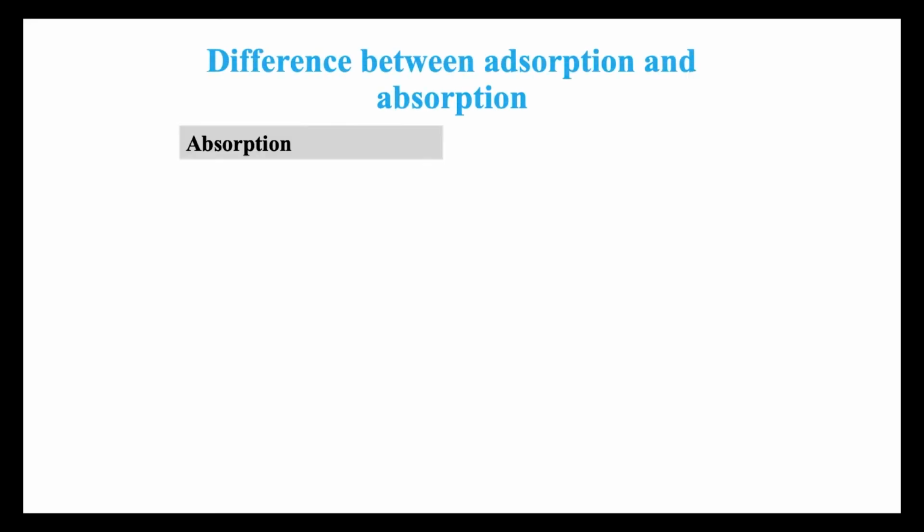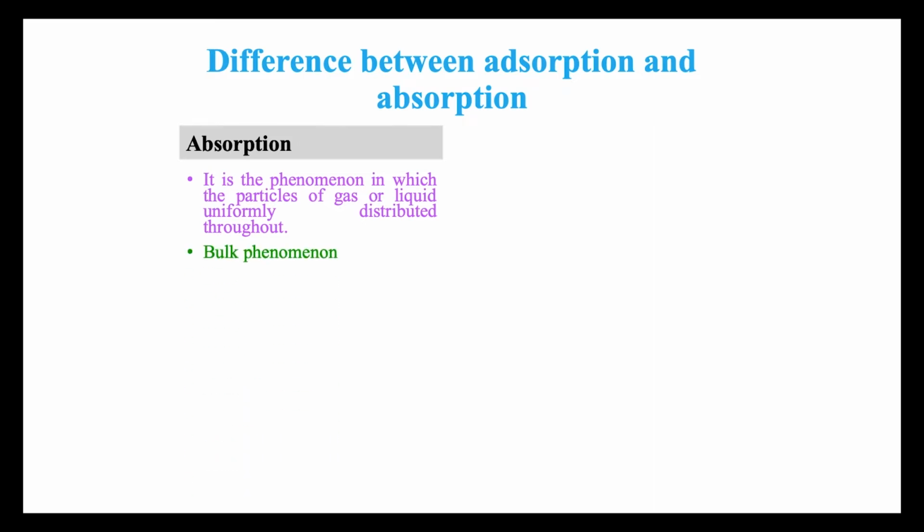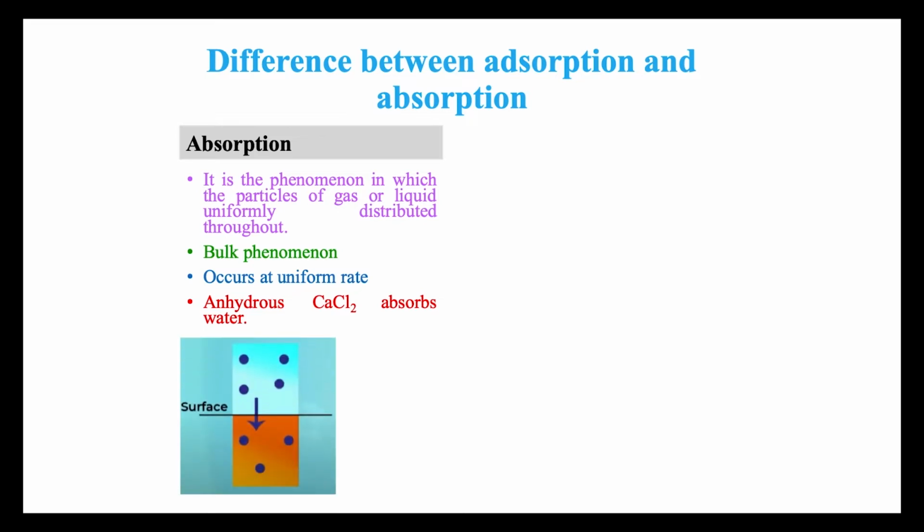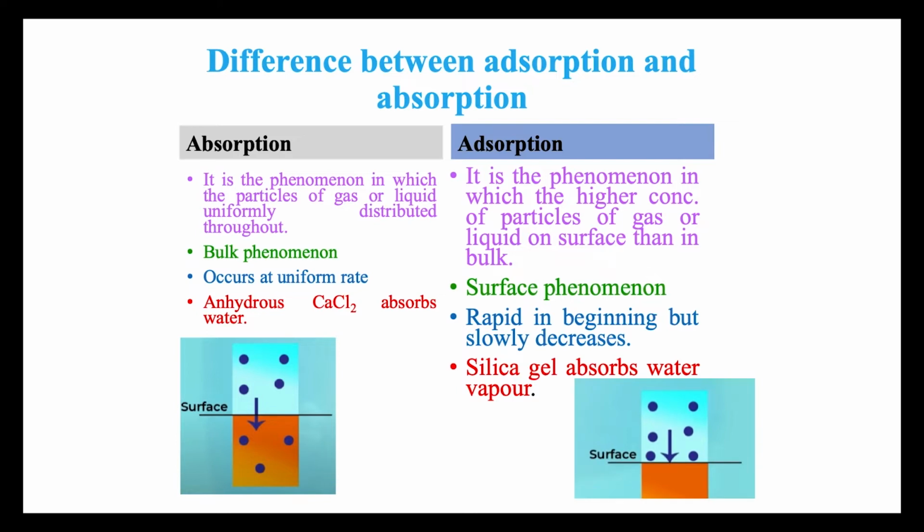Next, we will see the difference between absorption and adsorption. First is absorption. It is a phenomenon in which the particles of gas or liquid are uniformly distributed throughout. It is a bulk phenomenon and it occurs at a uniform rate. An example for absorption is anhydrous calcium chloride absorbing water. Next is adsorption. It is the phenomenon in which there is a higher concentration of particles of gas or liquid on the surface than in the bulk. Adsorption is a surface phenomenon and it occurs rapidly in the beginning but slowly decreases. An example for adsorption is silica gel adsorbing water vapor.